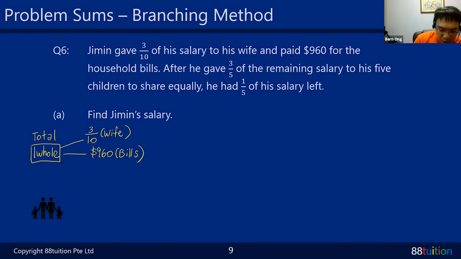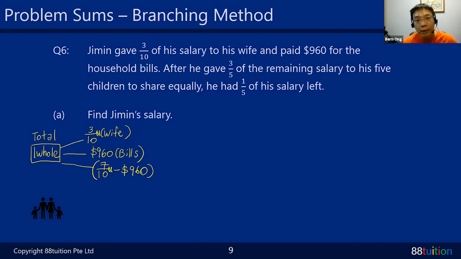But wait, let me go and find the remainder first. So, one whole, 3 out of 10 is given to the wife. 960 is given to the bills. What is the remaining? This one you need to be able to see. 7 over 10 minus 960. Can you see that? That will be your remaining. So this one is your 3 over 10 units, and this is your 7 over 10 units.